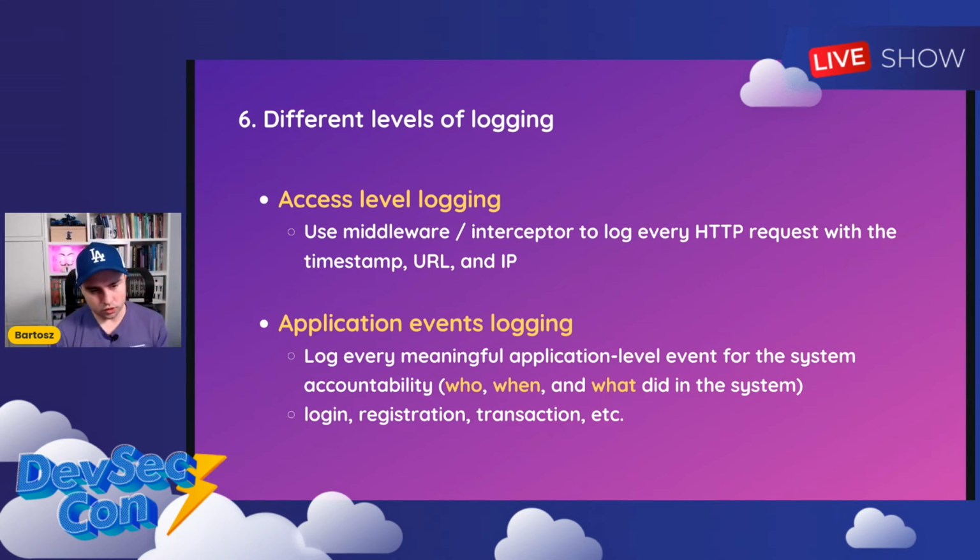But also, if you go deeper in the application, it's good to make the system accountable for the events from the application perspective. So you need to think about what are the meaningful application level events for the system accountability, like who, when, and what did in the system. Like, okay, who logged in, who registered, who made a transaction, what are the details around this event in the system, so that if we would like to look inside and make some retrospective, we can actually know what happened and we can make some decision based on the analysis. So this is a different level of logging what happens in the system from the application perspective.